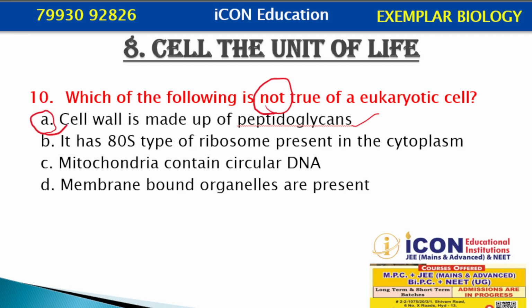Look at the second. It has 80S type of ribosome present in the cytoplasm. Correct statement. Mitochondria contains cellular DNA. Yes, mitochondria have its own DNA which is circular. Membrane bound organelles are present. Yes, eukaryotic cells are having membrane bound cell organelles.